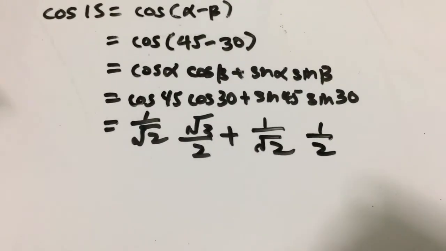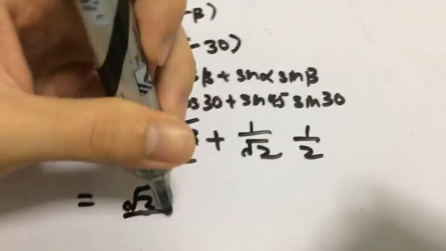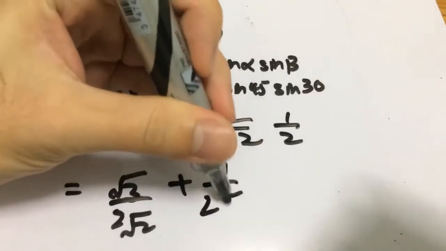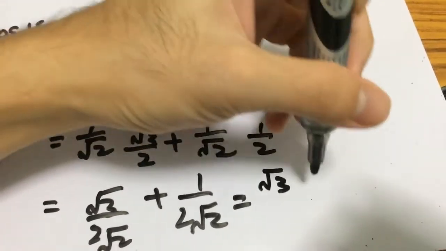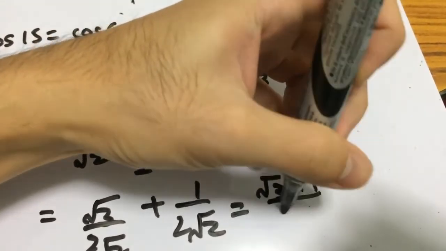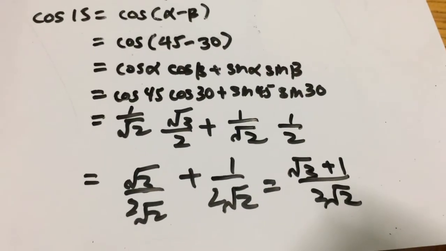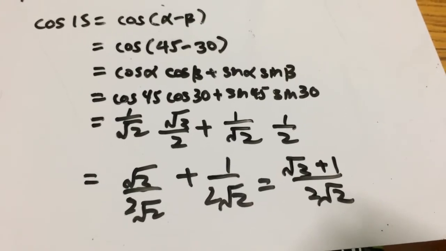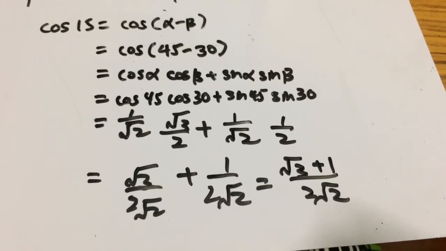And then finally, we are able to calculate. So 1 times square root 3 is square root 3 over 2 square root 2, plus 1 over 2 square root 2, which is equivalent to square root 3 plus 1 over 2 square root 2. Alright, so here you go. This is how you go about solving cosine 15, cosine 75, sine 15, sine 75 without using a calculator.